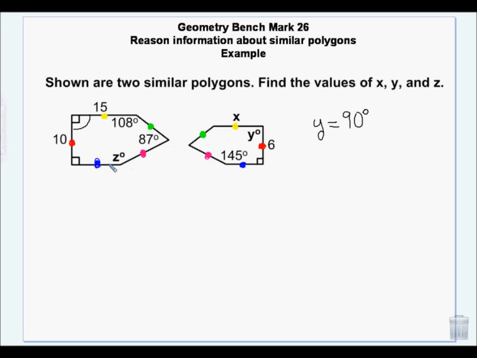How about Z? Z is between pink and blue. So we look for the other angle between pink and blue. So Z is 145 degrees. Okay.